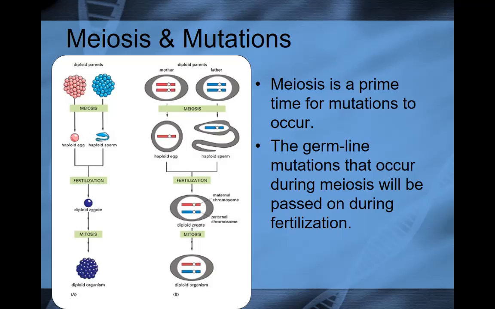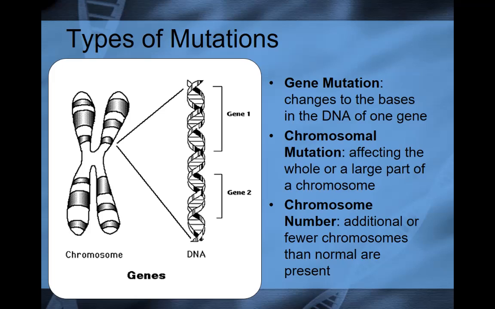So what type of mutations are we looking at in terms of size? Well, as we mentioned a little while ago, these are a gene mutation, which is changes to the bases of a DNA in just one gene. We can get a chromosomal mutation, which affects the whole or large part of the chromosome. And we can get a chromosome number mutation, which has additional or fewer chromosomes than are traditionally present.